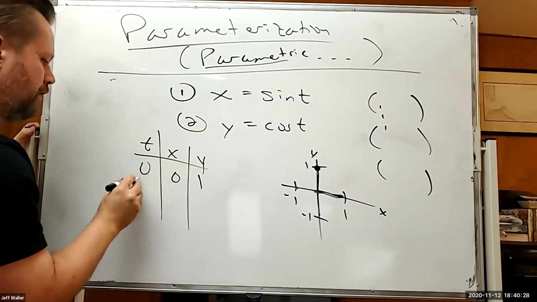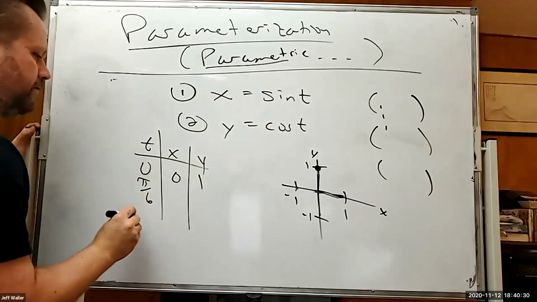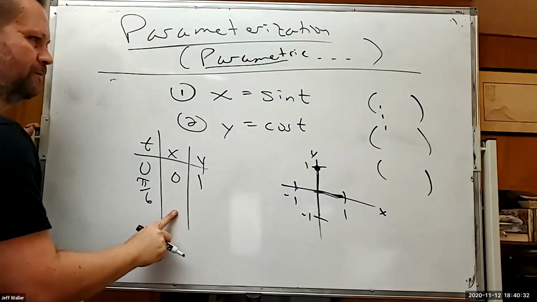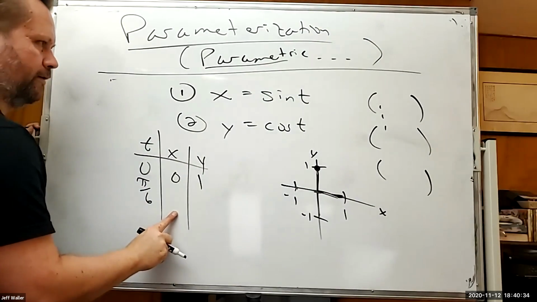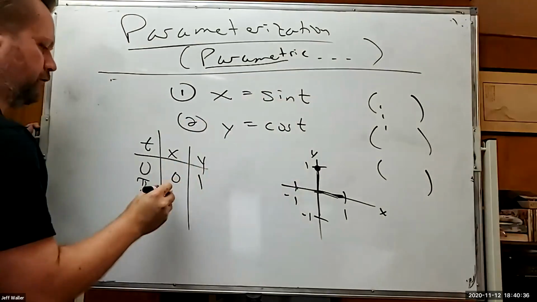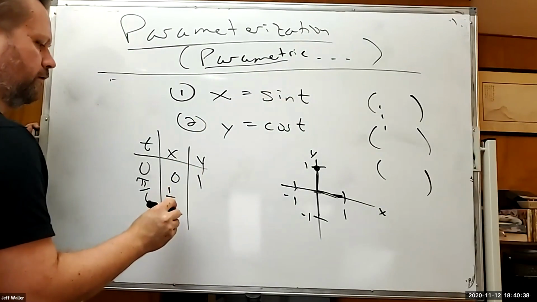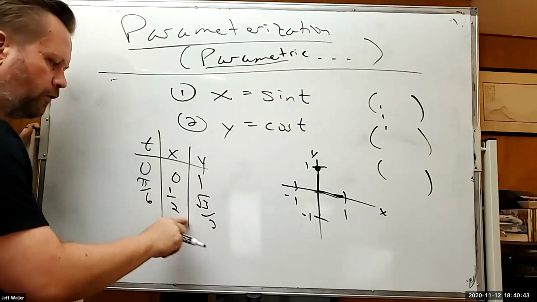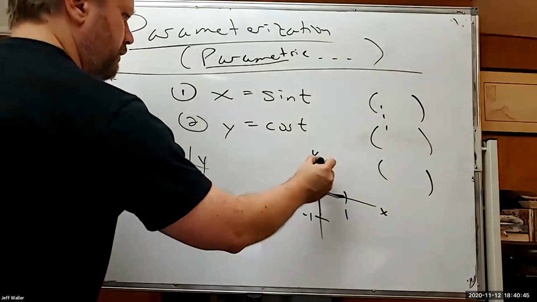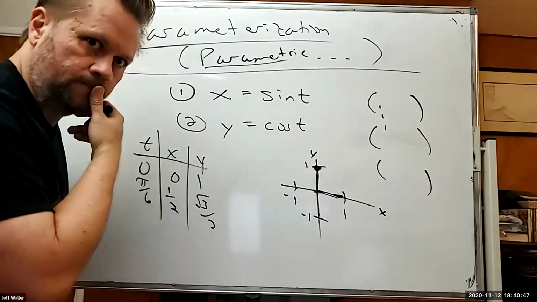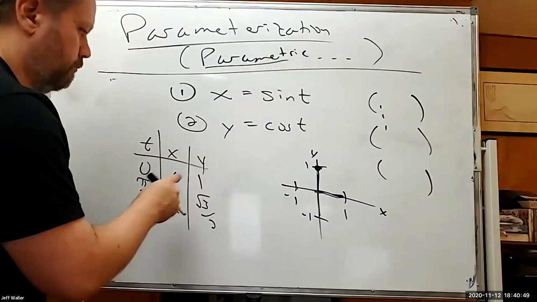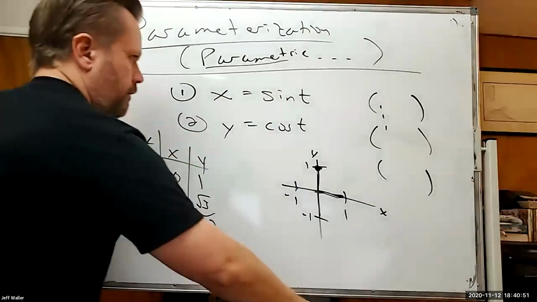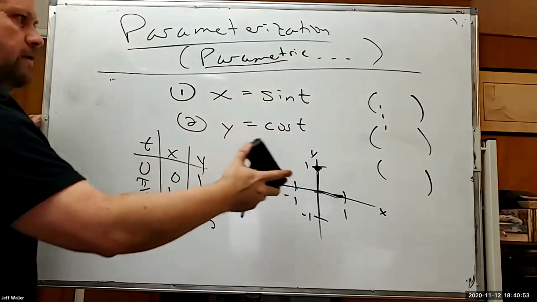Then what if I wait pi over 6 seconds? Now what point am I at? 1/2. Yes, sine of pi over 6 is 1/2, and the y is rad 3/2. I have no idea if you guys realize that what we're doing is we're tracing out the unit circle.